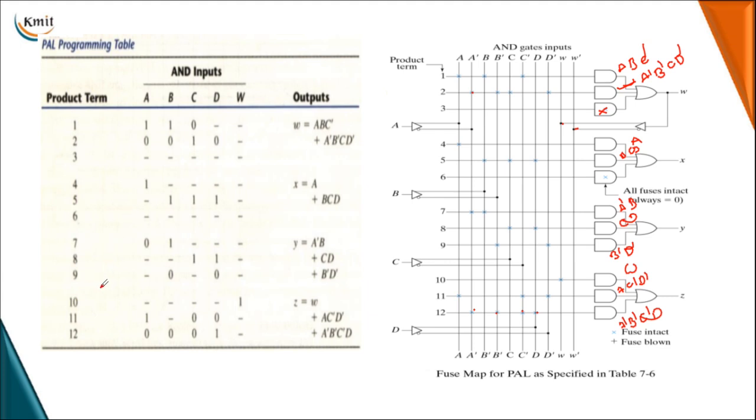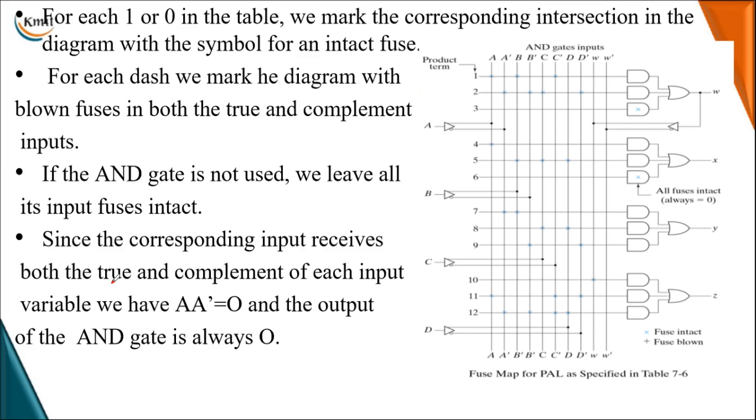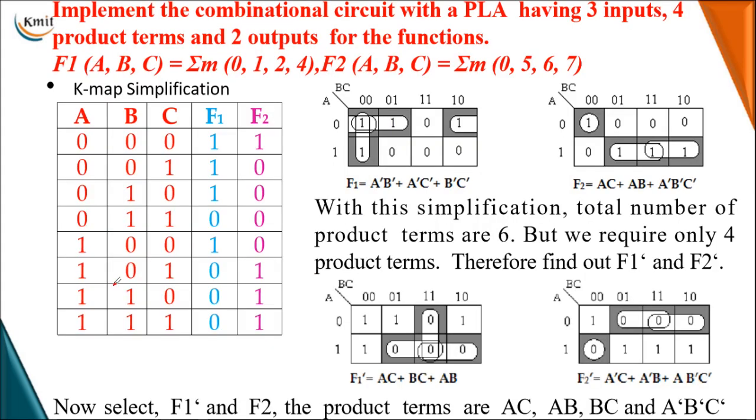In the same way, in the last class we discussed our PLA implementation. Here I have given one example, which is a PLA with 3 inputs and 4 products. In the given question, they asked to design with 3 inputs and 4 product terms, and the available functions are 2 output functions. F1 is equal to sigma m of 0, 1, 2, 4. F2 of A, B, C is equal to sigma m of 0, 5, 6, 7.